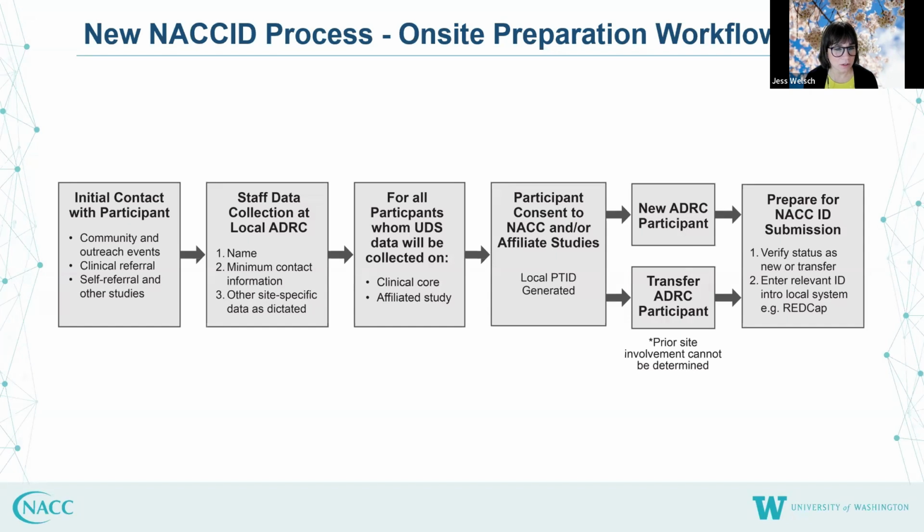Then for new ADRC participants or transfer participants, you will prepare a NACCID submission. So this form that we have, or the data, if you're collecting that data, you'll verify their status of whether they're a new participant or a transfer participant, and then enter the relevant information into either your local system or a NACC hosted system. We'll talk about the submission methods in a minute here. It's some basic contact information, so just general information to identify them as a participant, and if they're a transfer, where they're transferring from. So it's a very short form that will identify them and provide enough details for NACC to be able to check their details and either create a new NACC ID or transfer them to your center from a previous center.